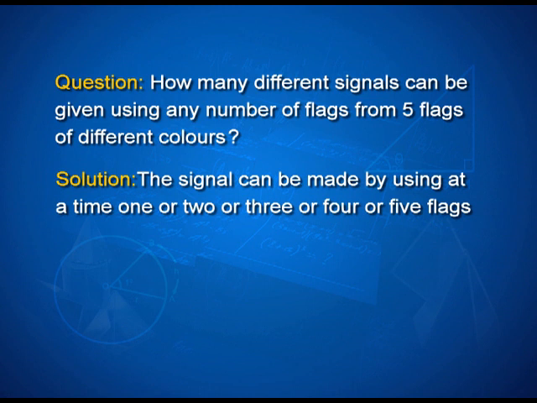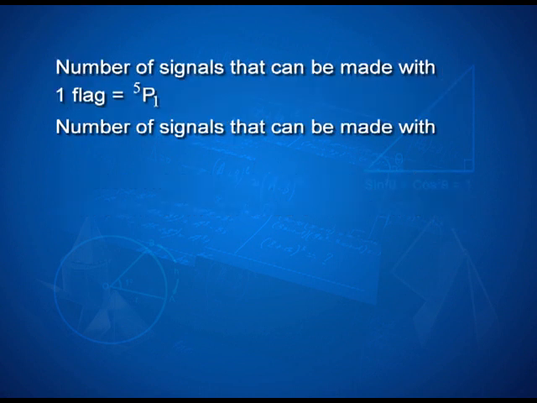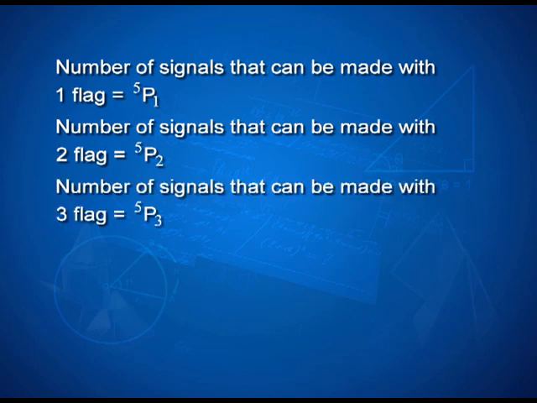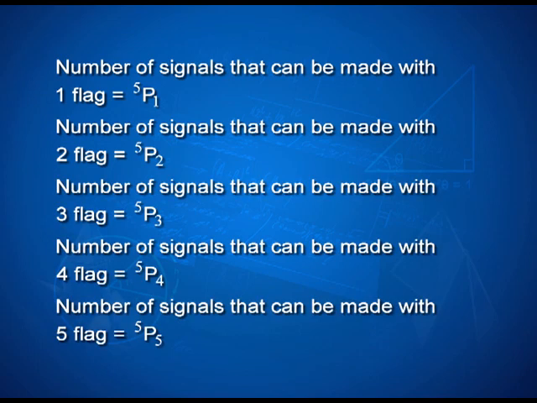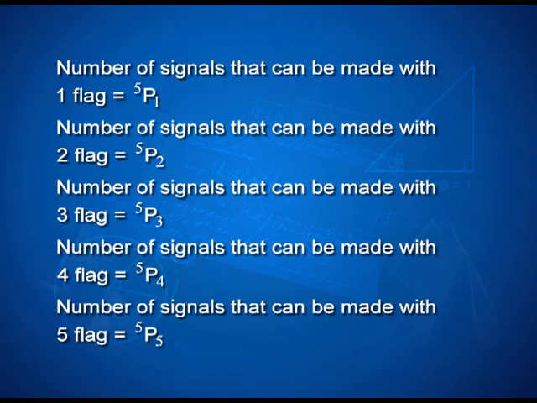And therefore, the number of signals that can be made with one flag equals nothing but the number of ways 1 out of 5 objects can be permutated, which happens to be nothing but 5P1. Similarly, the number of signals that can be made with 2 flags will be the arrangement that can be created taking 2 of the 5 given flags, same as 5P2. Similarly, we have 5P3, 5P4 and 5P5. If we calculate each one of them, you will be able to find the total number of signals.